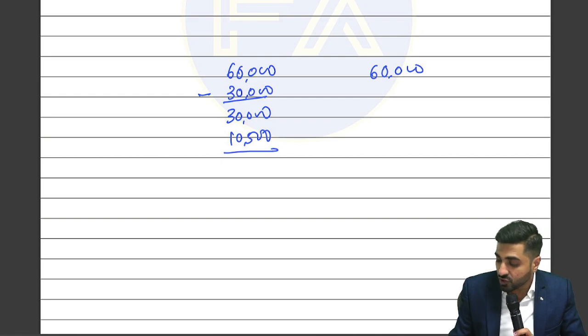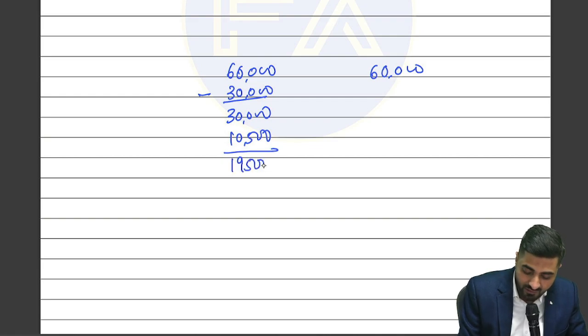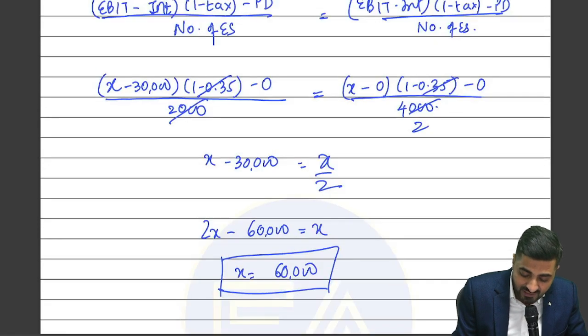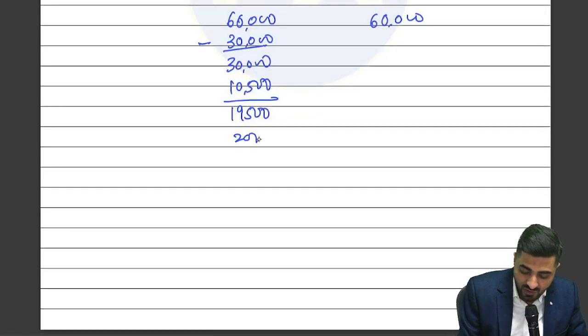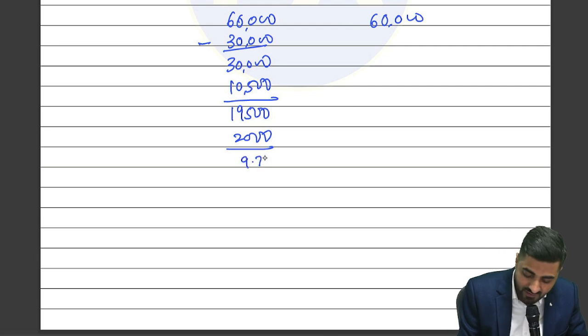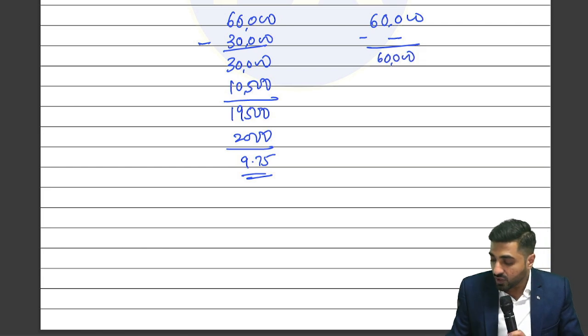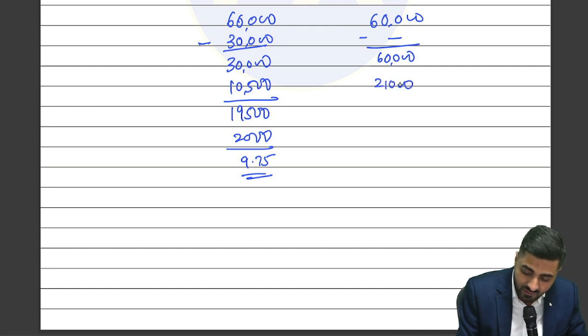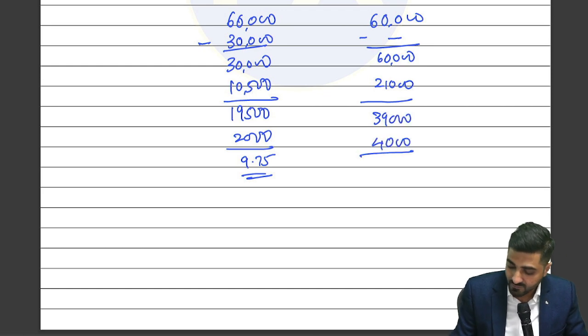So how much is this going to be, beta? 19,500. What are the number of equity shares? 2,000. If I divide this by 2,000, can you please tell me this will be what, beta? 9.75. Here there is no interest. It's going to be 60. What is the tax rate, beta? So 21,000. So will this be 39? And this divide by 4,000. So are you getting 9.75?